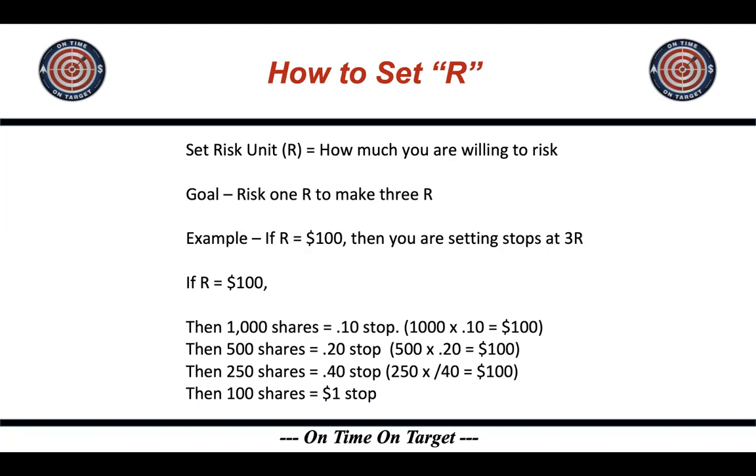250 shares, maybe the stock price is now higher to where you can only afford 250 shares. Well, if you can only afford 250 shares, you need it to move 40 cents to make your R. And again, $1.20 now to make your 3R. And if you say it's an expensive stock and you can only afford 100 shares, then you put the stop right at $1. It's far more important that you're controlling the risk on the downside than what you're making on the upside. So this is all about risk management to the downside.